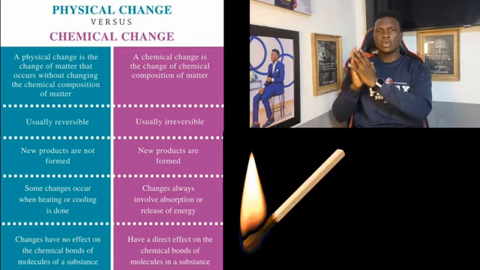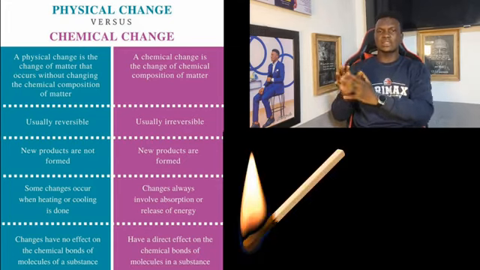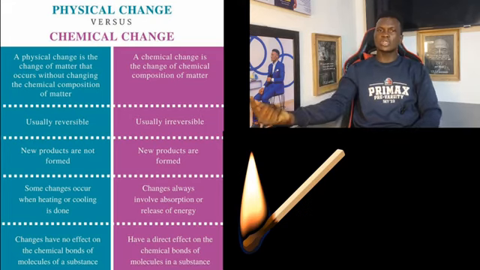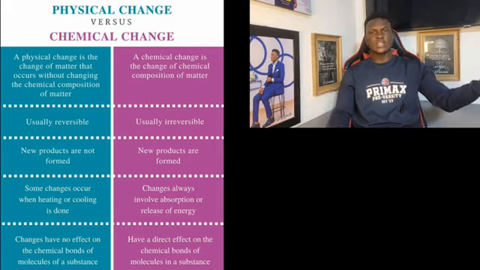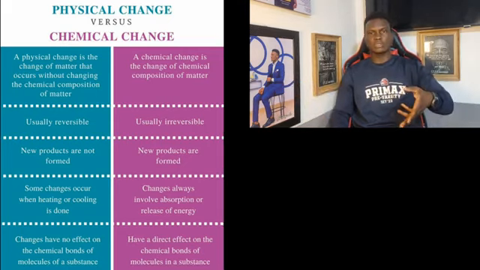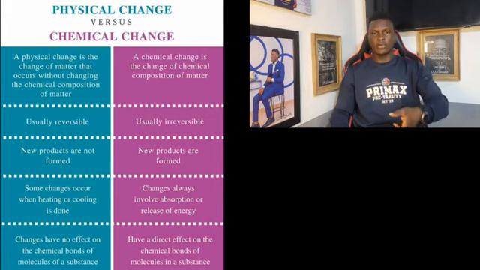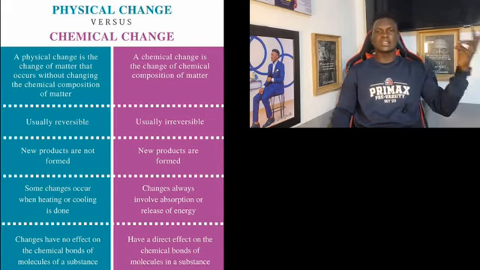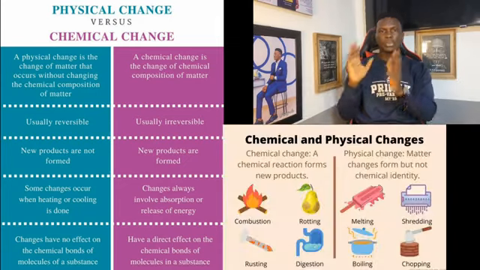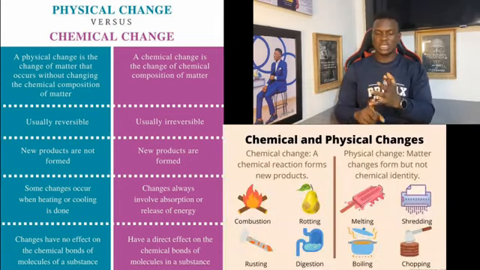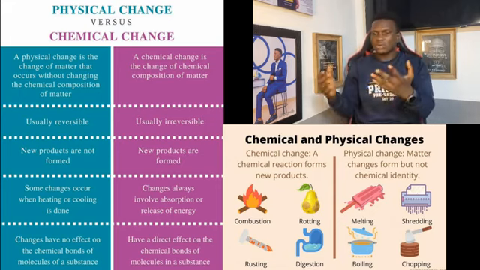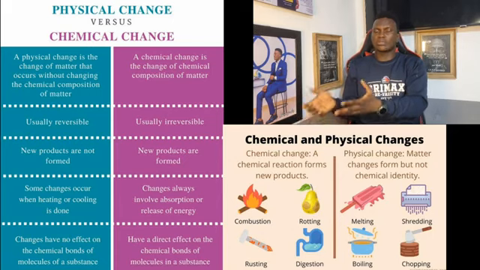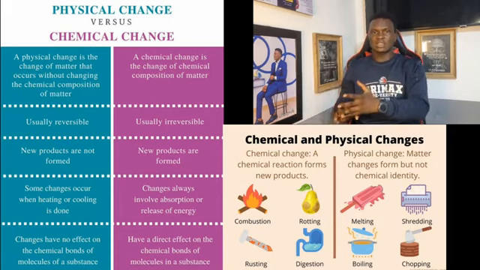For example, the match I lighted, when I burnt it, I couldn't take it back to give me the matchstick. That is a chemical change. The ice I brought out melted to water, but from water it went back to ice. That is called a physical change. So burning of a substance is a chemical change. Rotting of fruits, rotting of leaves, you can't get the leaves back when it's rotting. So that is a chemical change.